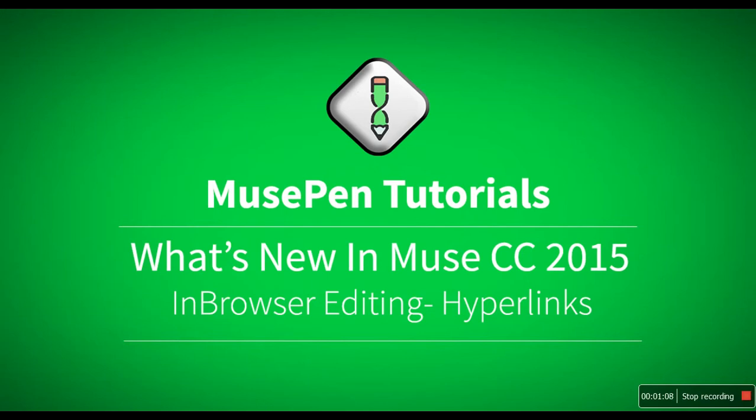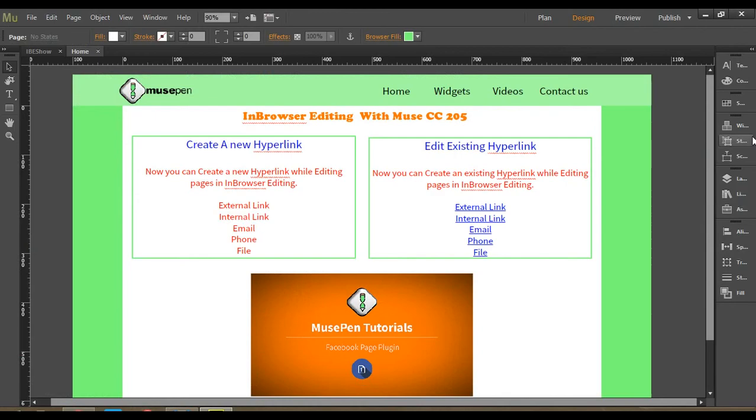So the first thing that you need to make sure to have this functionality is to have Muse CC 2015 installed on your machine and upload your files with that, so that the correct codes are uploaded to the server. Once that part is done, you can easily edit that. So let me just show you how to do that. I have a Muse file ready for you to explain this.